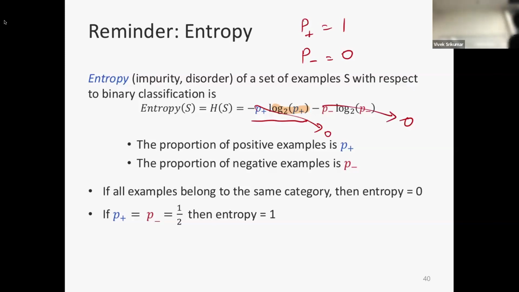It's 0 times something. So if the proportion of positive and negative is such that everything is one label, everything is positive, then the entropy is 0. The way to think about it is the amount of disorder in that data is 0. Another way of thinking about it is the number of bits that you need to transfer in order to convey the label of any one random example is 0. You don't need to give any information to convey the label about any example in that data because everything is positive.